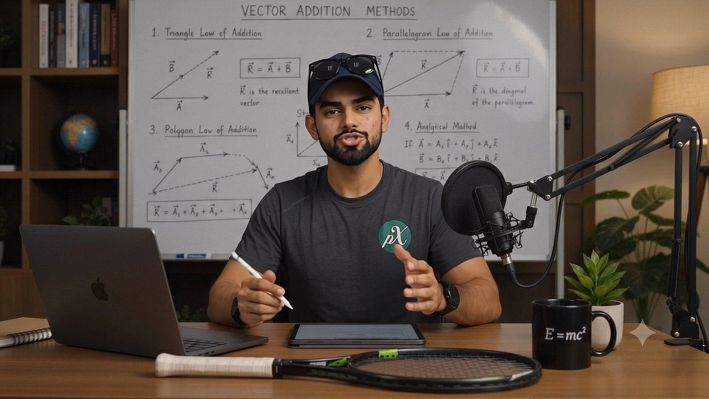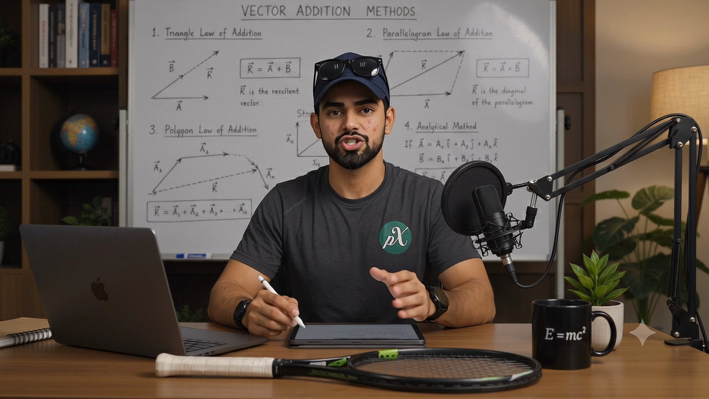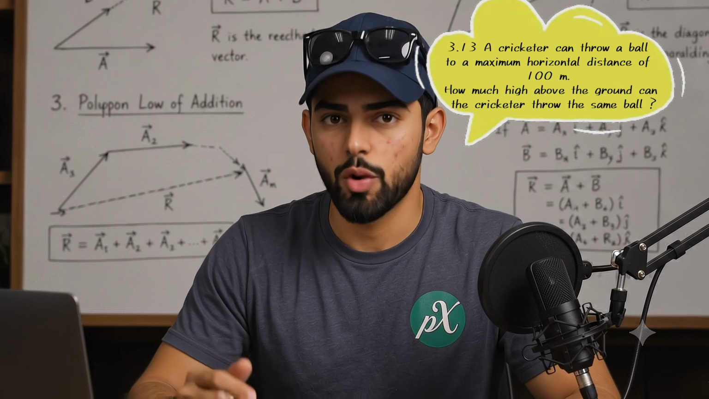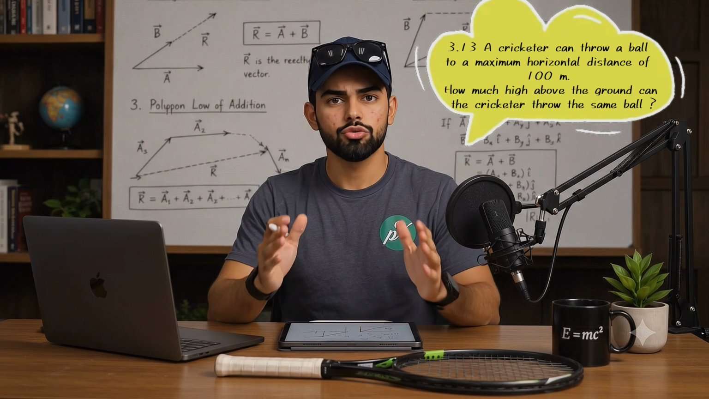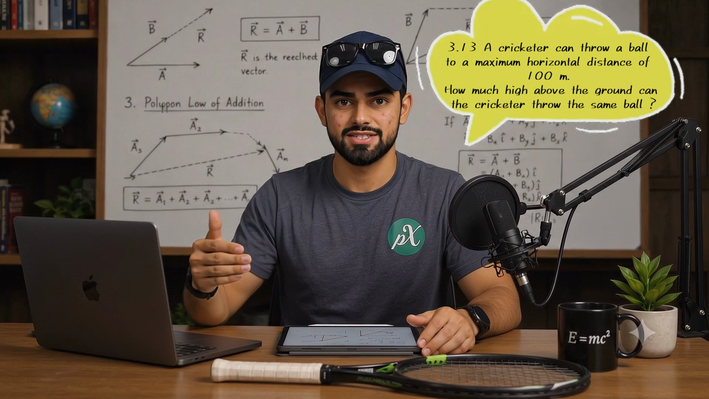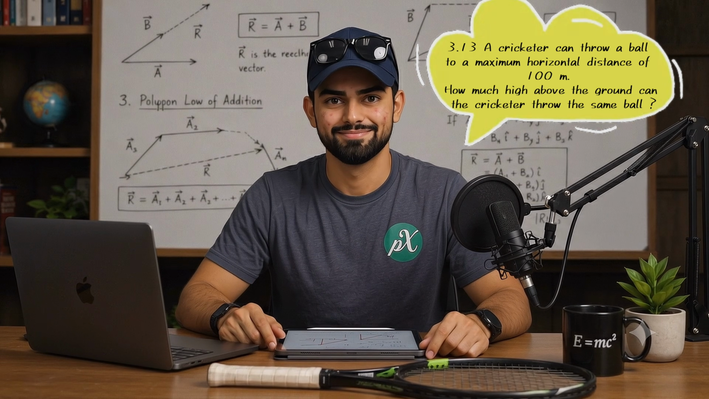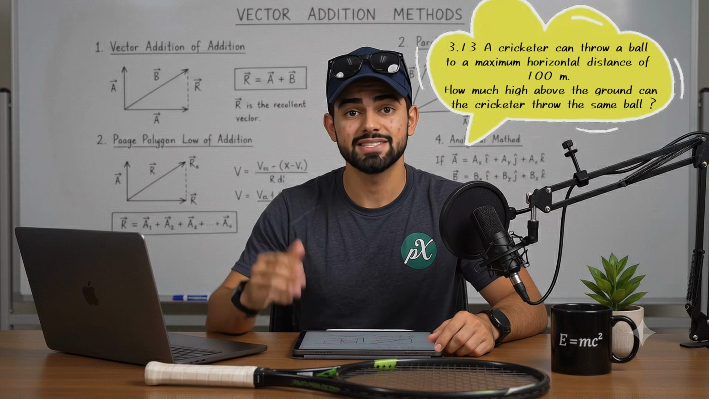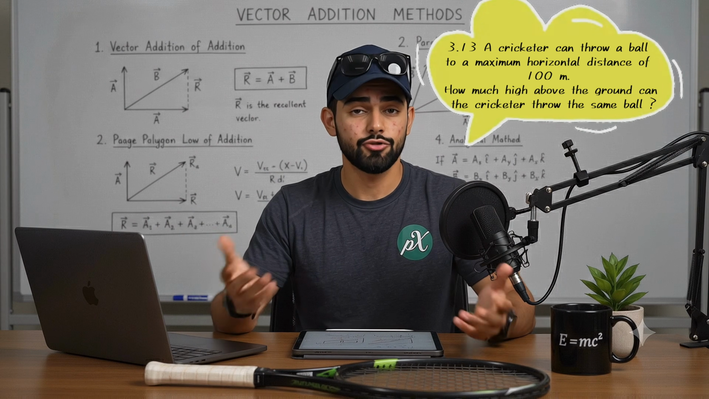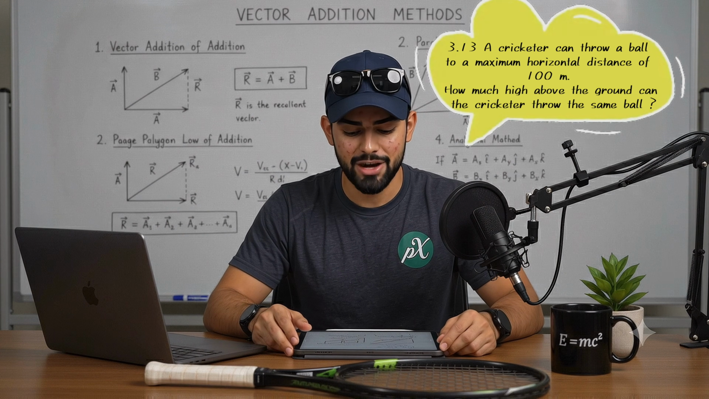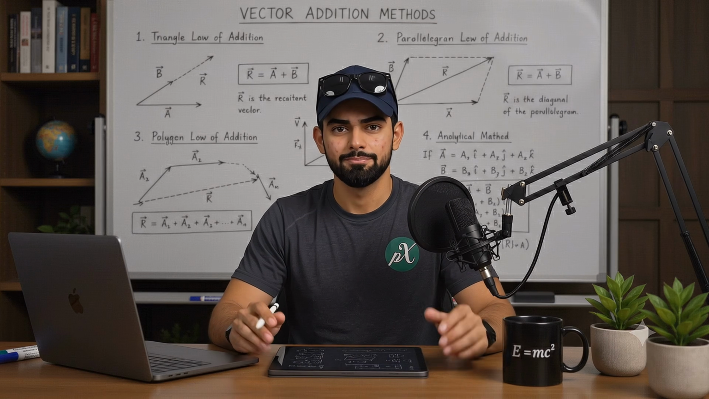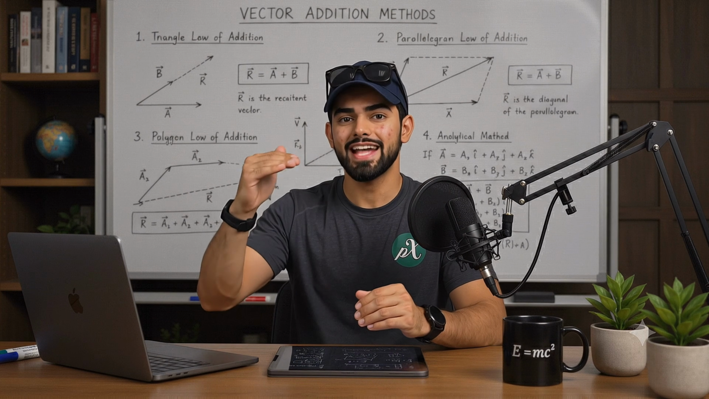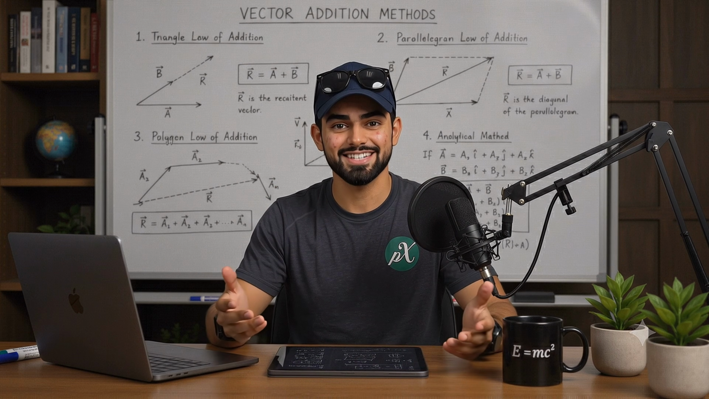In this video, we'll solve NCERT Class 11 Physics question number 3.13 from the chapter Motion in a Plane. Let's first read the question carefully. A cricketer can throw a ball to a maximum horizontal distance of 100 meters. Using this information, we have to determine how high above the ground the same cricketer can throw the ball. At first glance, it may seem that we don't have enough information to find the height. But don't worry. Using the concepts of projectile motion, we'll first determine the speed of the throw and then calculate the maximum possible height. Let's get started.